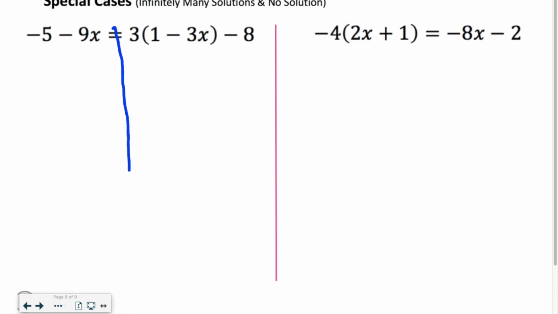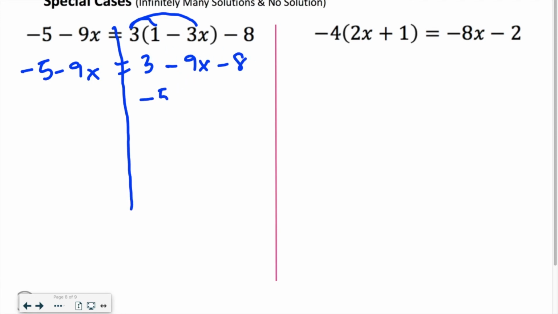So when we put down our wall, we're going to distribute our 3 into the 1, giving us 3. And then the 3 into the negative 3x, giving us negative 9x minus 8. Bring down your negative 5 minus 9x. These two can combine. 3 minus 8 is negative 5. And minus 9x that we didn't do anything with. And if you notice right here, it shows negative 5 minus 9x equals negative 5 minus 9x. So obviously, because they're the same thing, they must equal each other.